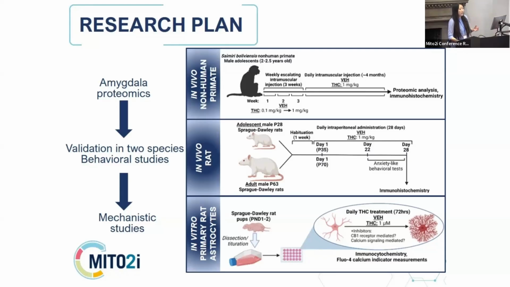These were adolescent and adult rats chronically exposed to THC. And here we're able to look at age-specific effects and behavioral effects. And finally, in the primary rat astrocyte cultures, we're able to determine the mechanism through which THC elicited these effects.